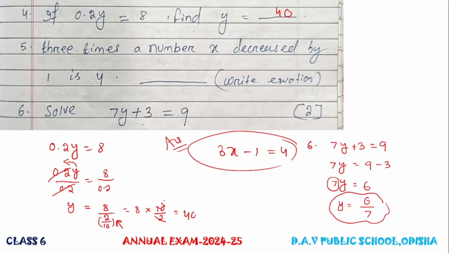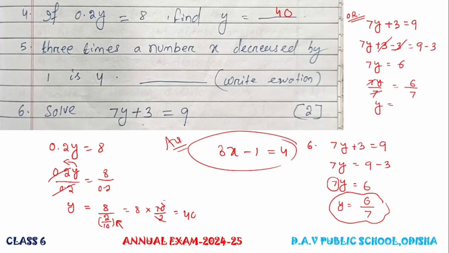Or we can solve by the other method, actually the same method. First we write down the question, that is 7y plus 3 equal to 9. Now in 7y plus 3, when we subtract 3, then 3 cancels. Yes or no? Same on the right side, we subtract 3. Now 7y is equal to 6. Again we divide by 7, then 7 cancels, and also divide the right side by 7. So y equal to 6 by 7. Clear? You can solve by either this method or this method. Clear? Next.